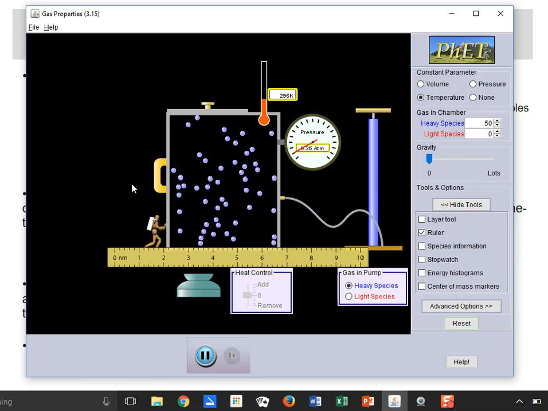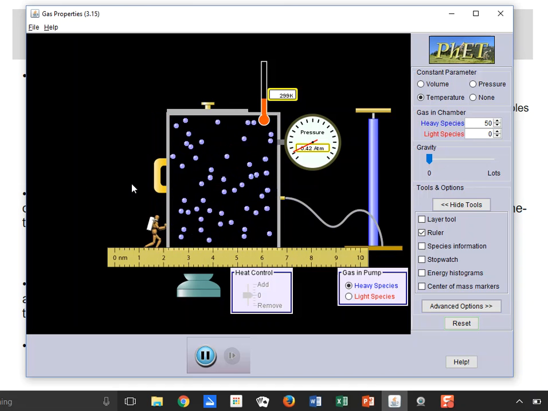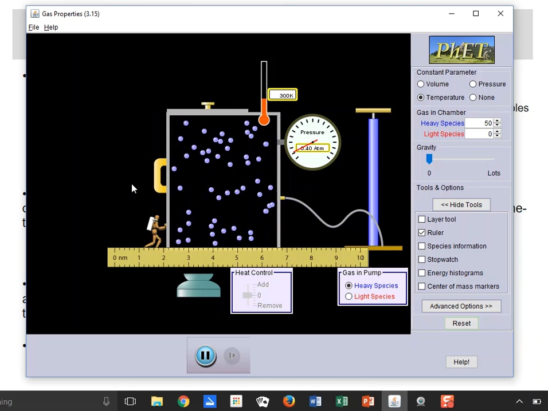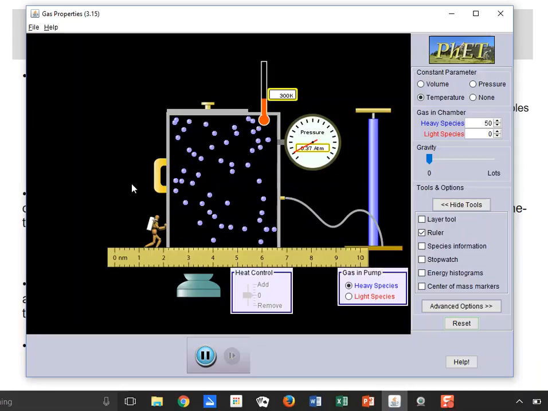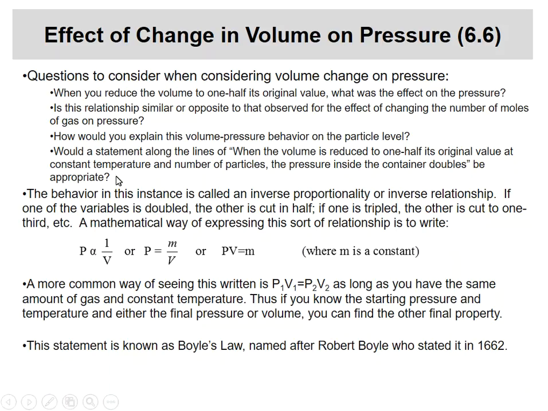Okay, so what's different here is that in the case of particles and pressure, they went in the same direction, but now when my volume goes down, my pressure goes up. They go in opposite directions. So let's see what that means for us mathematically. Let's go back to the questions.